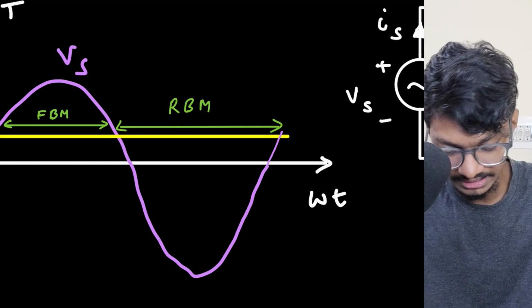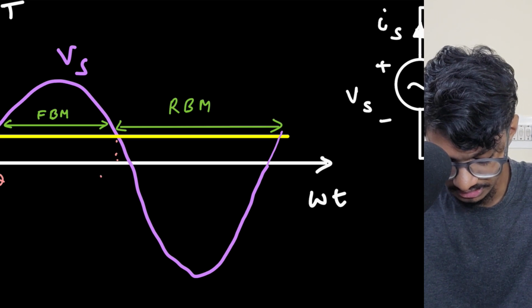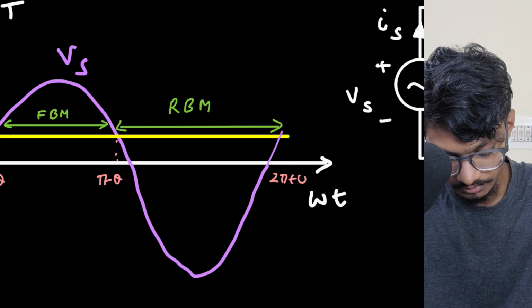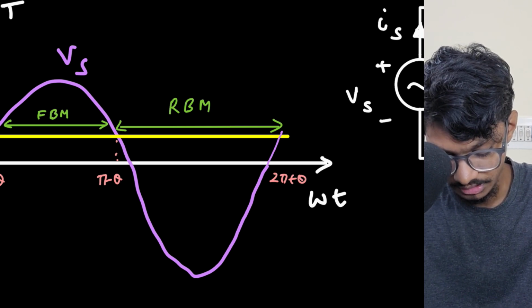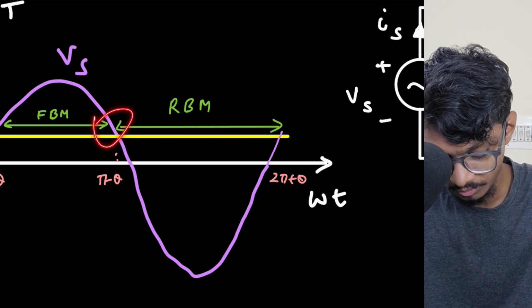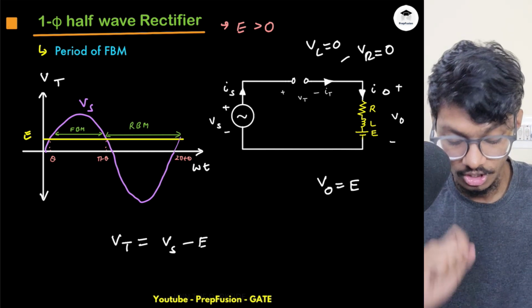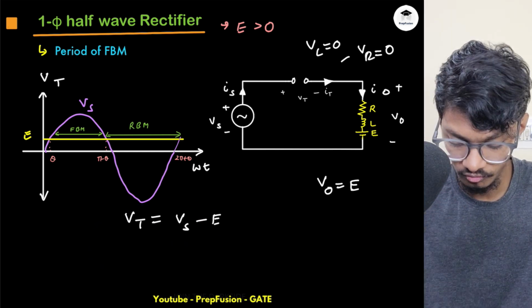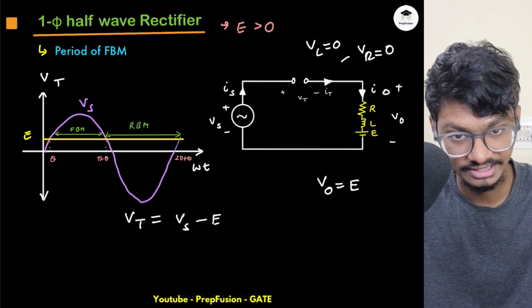And what is this angle? We have some name for this angle. This angle is theta, this angle is pi minus theta, and this is 2 pi plus theta. These are the important points. Here my VT is either greater than 0 or less than 0. So this time, my alpha minimum will go from theta to pi minus theta. That is my range of triggering angle.